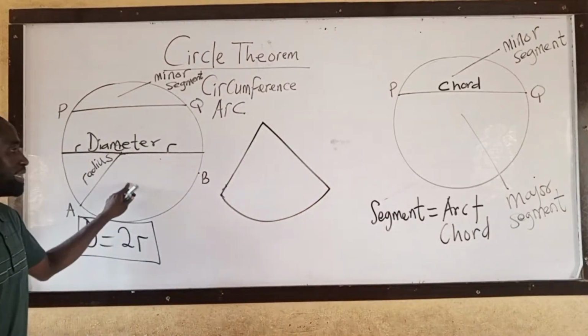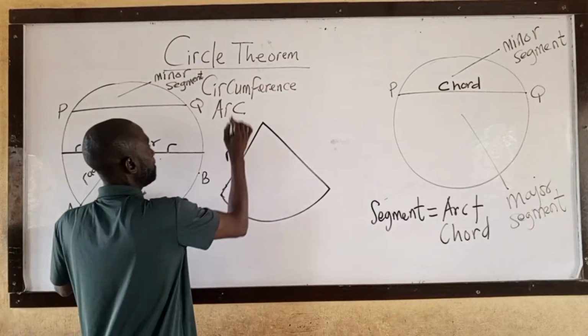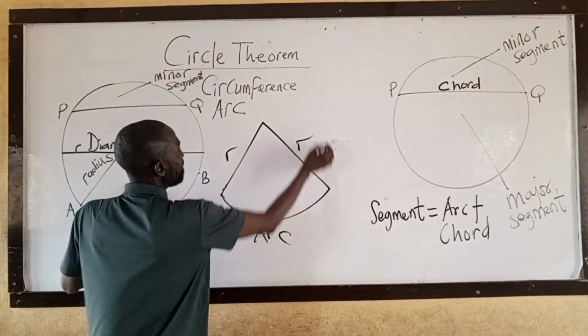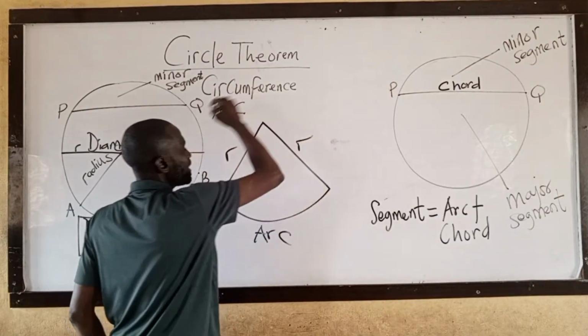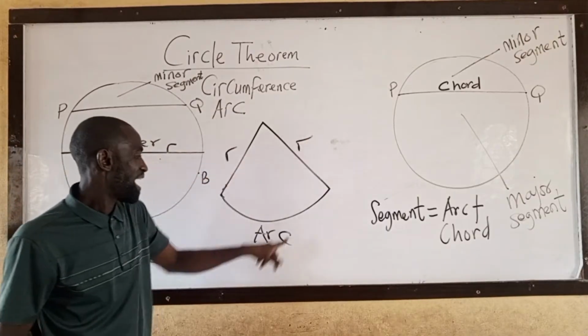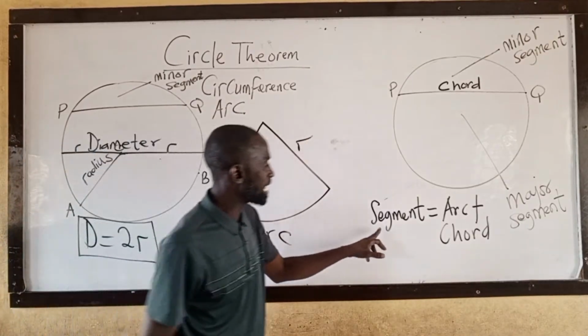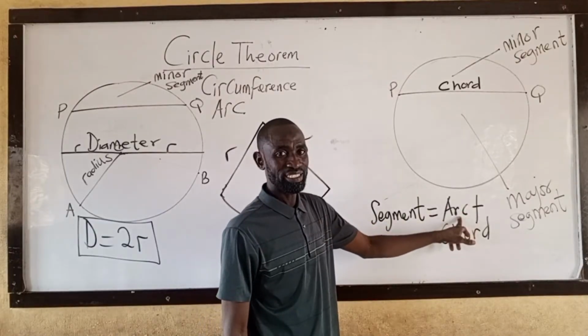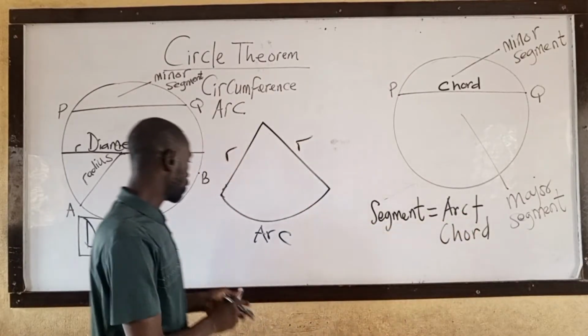Something like a pie. This is the radius. This is the radius. This is what now? An arc. Everything here is what we call a circle. So a circle is the combination of what now? Radii and an arc. And a segment is the combination of what now? A chord and an arc.